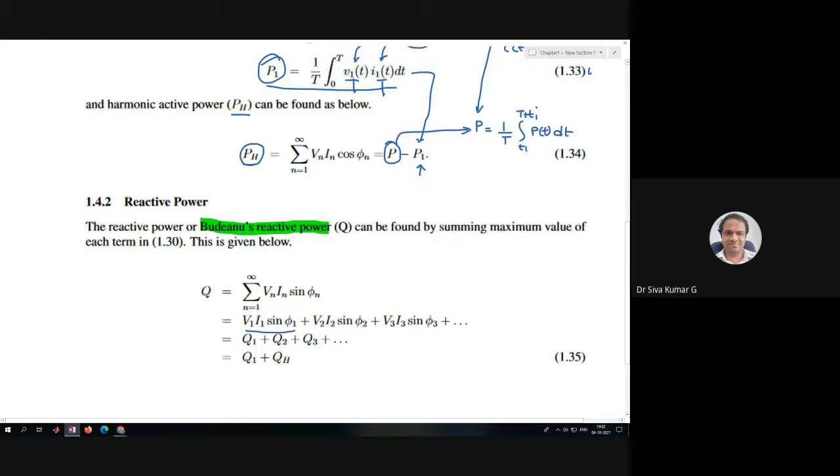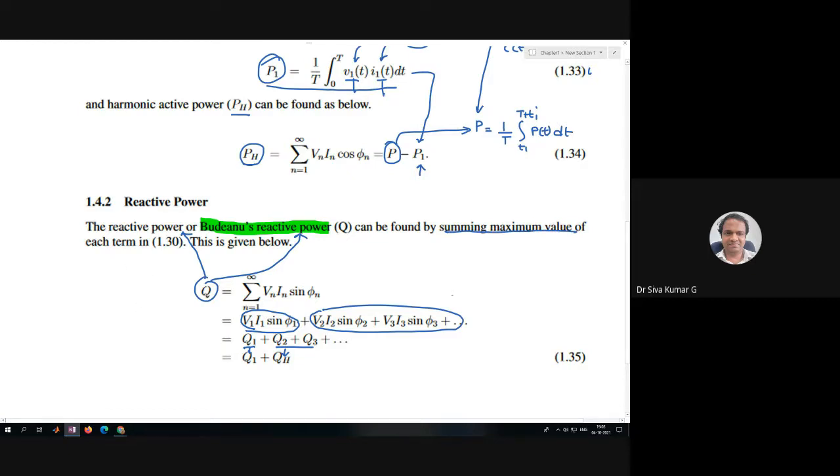Generally, you might have heard about the equation V1 I1 sin phi 1. You may not have heard about V2 I2 sin phi 2, V3 I3 sin phi 3. Okay, Q1 is the fundamental reactive power, and the rest is all harmonic power. The entire power represents the reactive power, as well as Budeanu's reactive power.